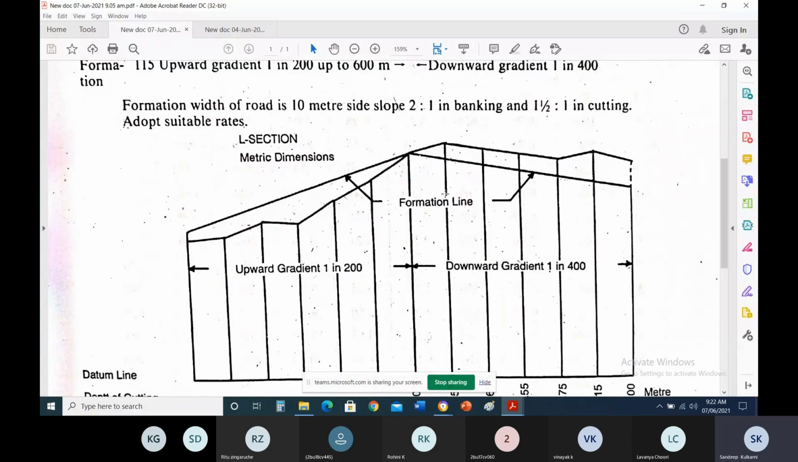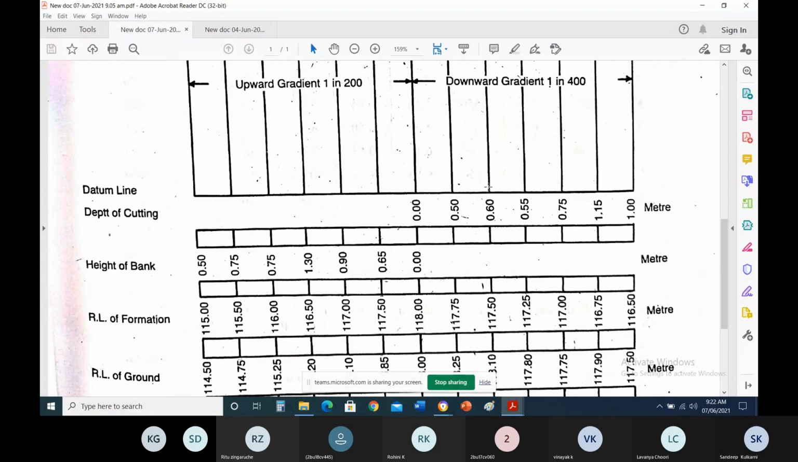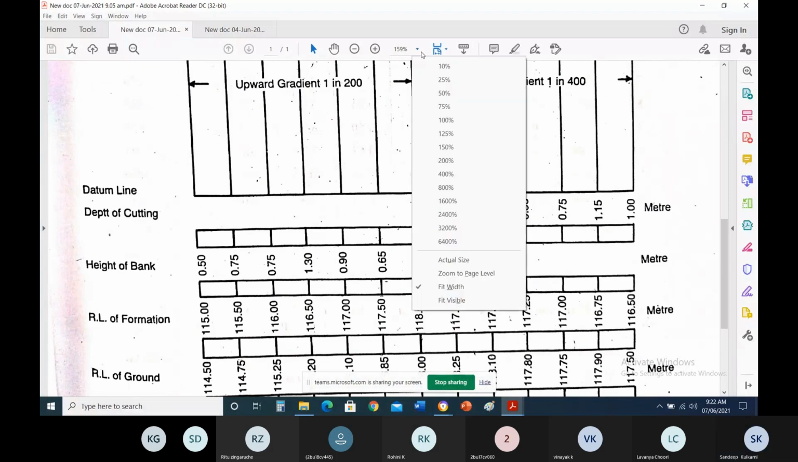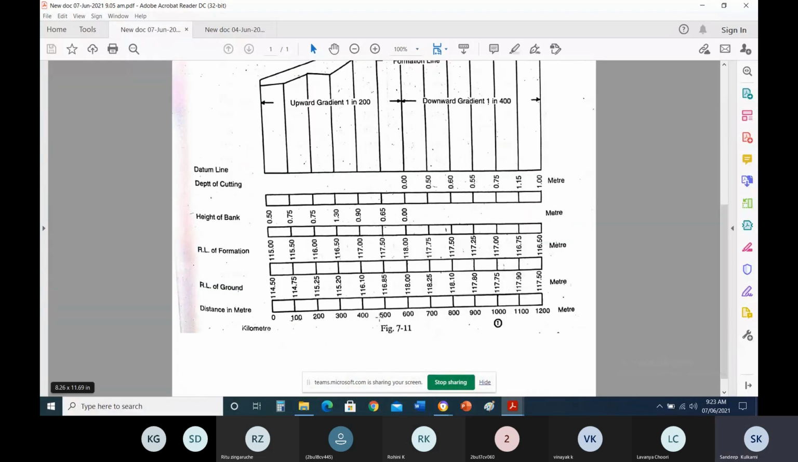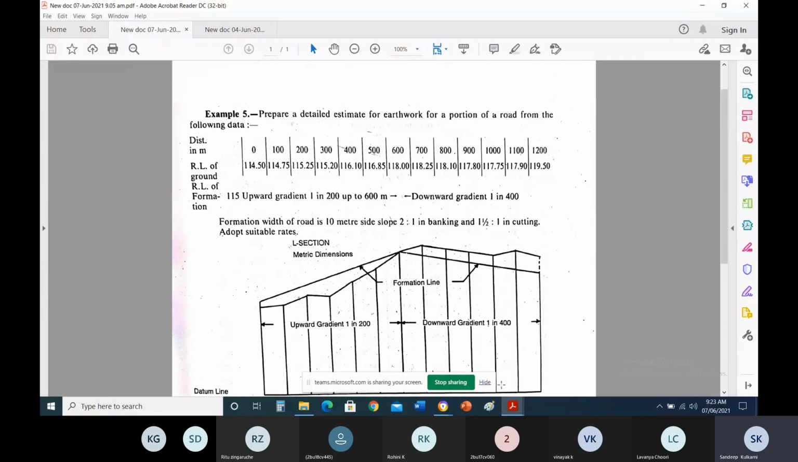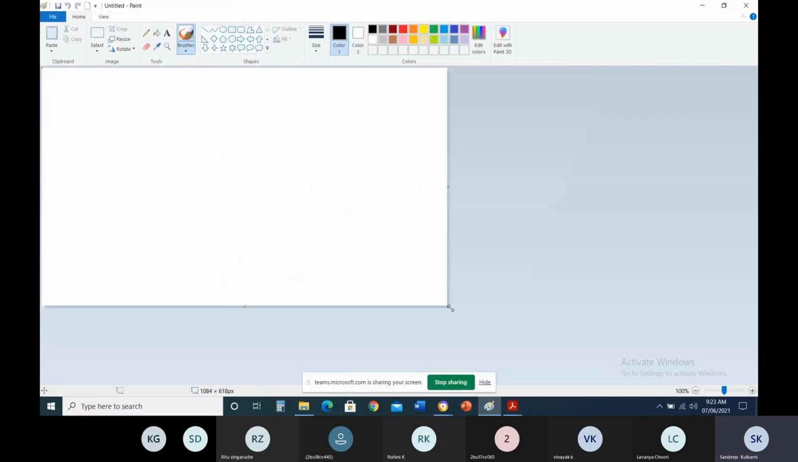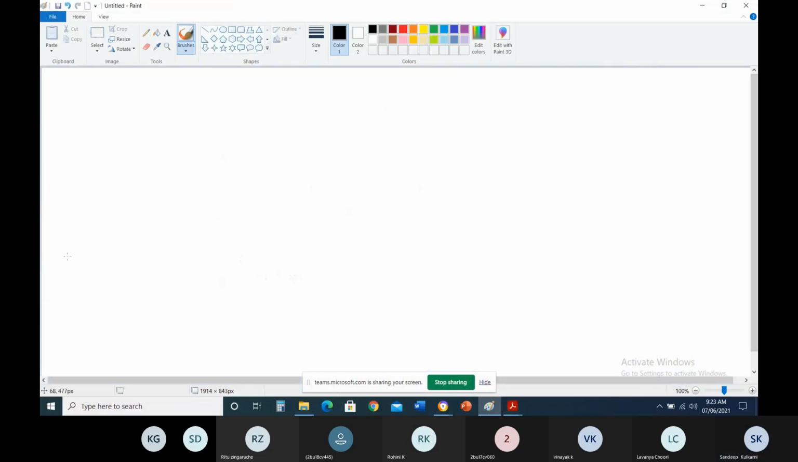Now if you see below the diagram, what will be given are the chainages, RL of ground, RL of formation, height of bank, and depth of cutting. Again, it is not necessary to show all these values directly; you can show them in a table. Now let's understand how to calculate the formation levels.